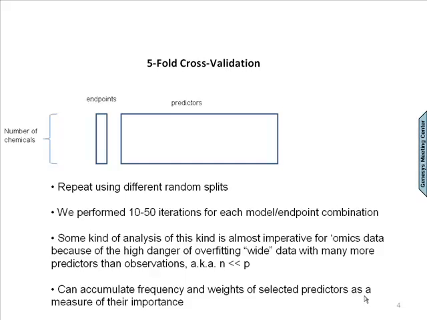So if you view this as a little box diagram of a data set, most data miners will format their data in this way, where the predictors will be the columns along with the endpoints. They're also columns in your data, and then the various observations are the rows. So in this case, in ToxCast data, we have 308 rows and 600 plus columns.